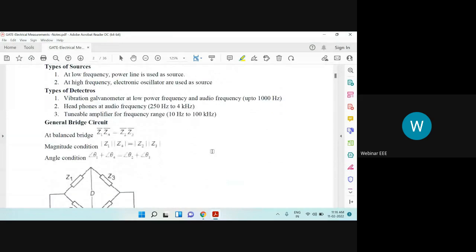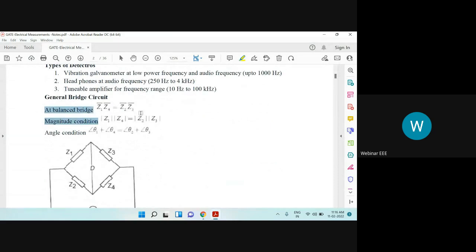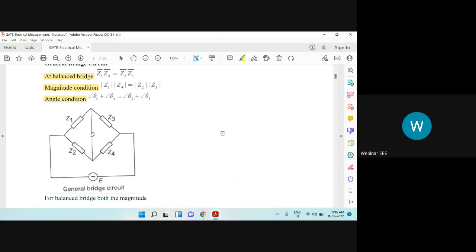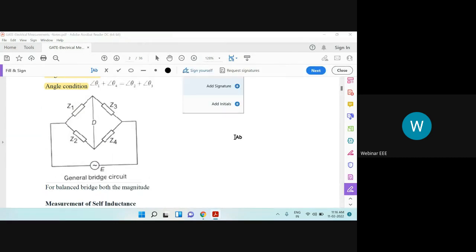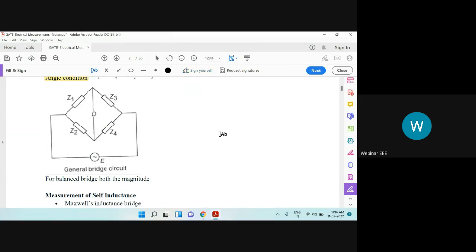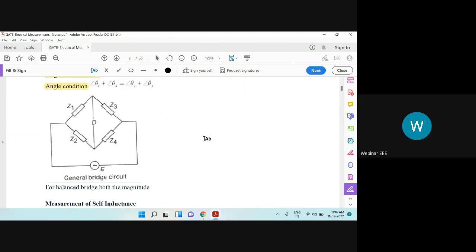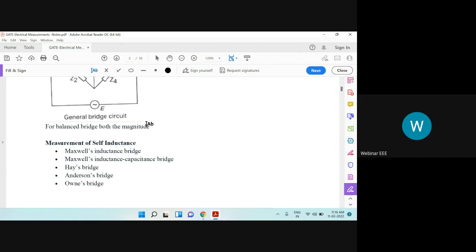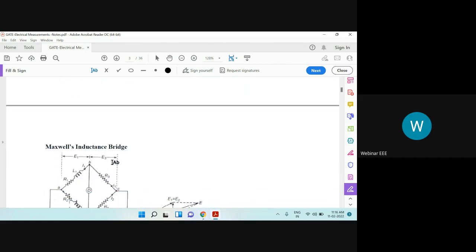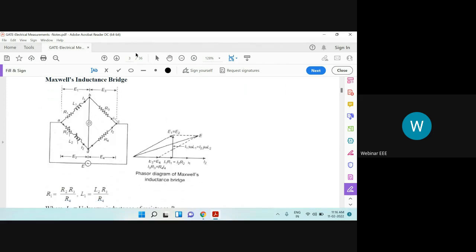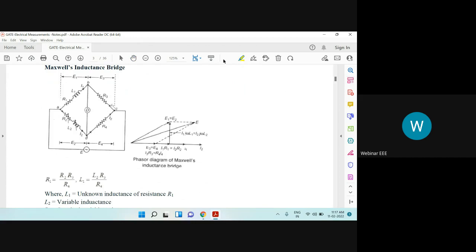This is our first bridge, the general circuit diagram. At a balanced condition, what will be the magnitude condition and what will be the angle condition? This is our balanced bridge with Z1, Z2, Z3 and Z4, and the balanced condition will be as shown. These are the various bridges we are going to learn for measurement of self-inductance. The first one is Maxwell's inductance bridge, and this is the basic diagram we can observe for it.